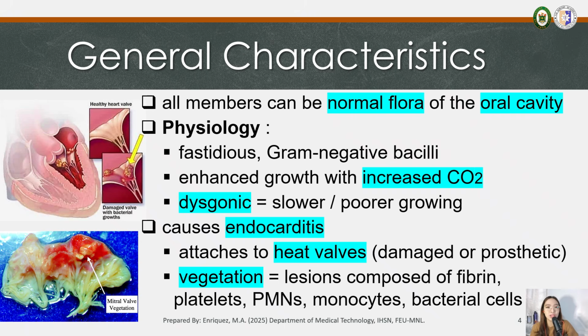So these bacteria attach to the heart valves more so if the valves are damaged or if they have a prosthetic implant. They eventually form lesions, which are called vegetations. So, as shown here in these photos to the left, the vegetations are composed of fibrin, platelets, cells of our immune system, and of course, the growing bacterial cells.